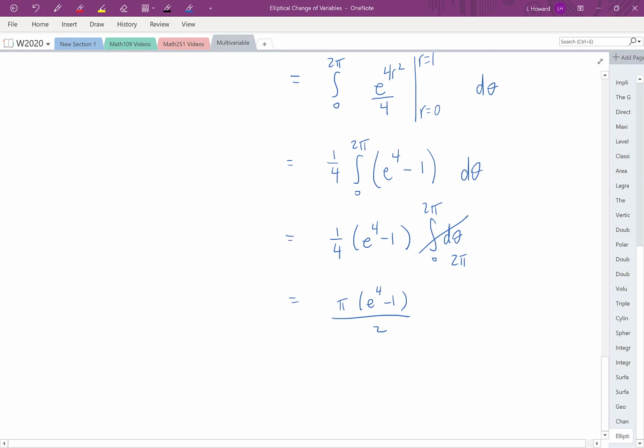So that was our example of elliptical change of variables, helpful when you're trying to do a double integral over an elliptical region.